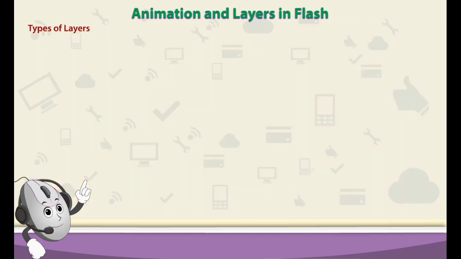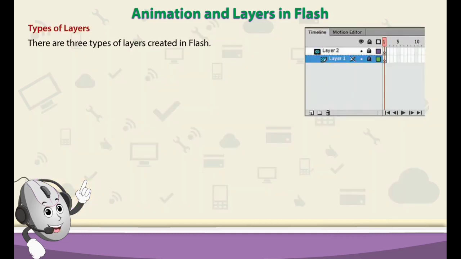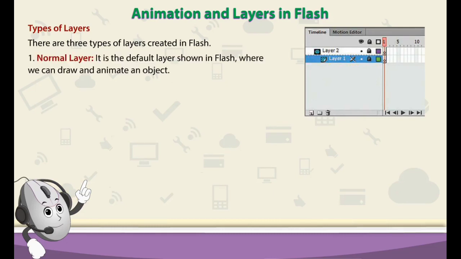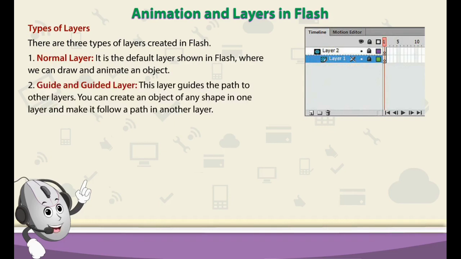Types of layers. There are 3 types of layers created in Flash. 1. Normal layer. It is the default layer shown in Flash where we can draw and animate an object. 2. Guide and guided layer. This layer guides the path to other layers. You can create an object of any shape in one layer and make it follow a path in another layer.